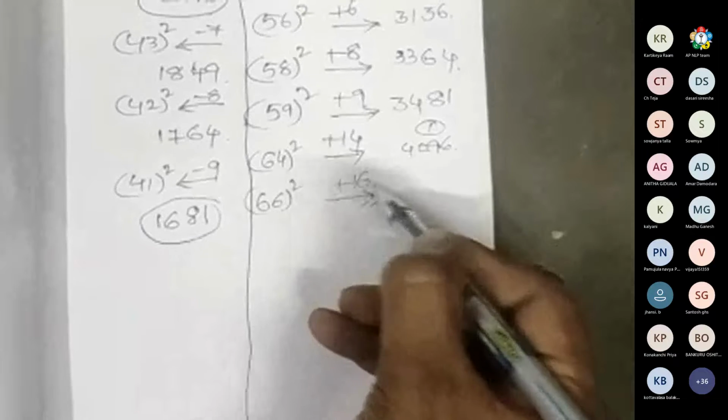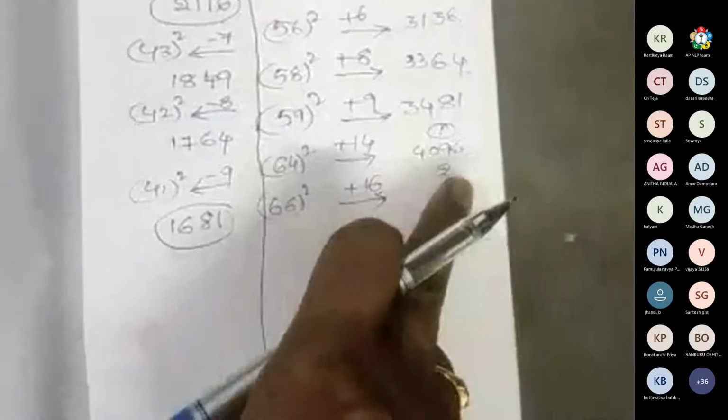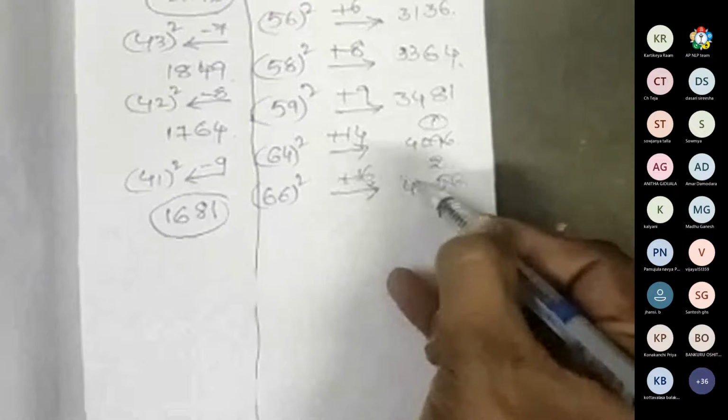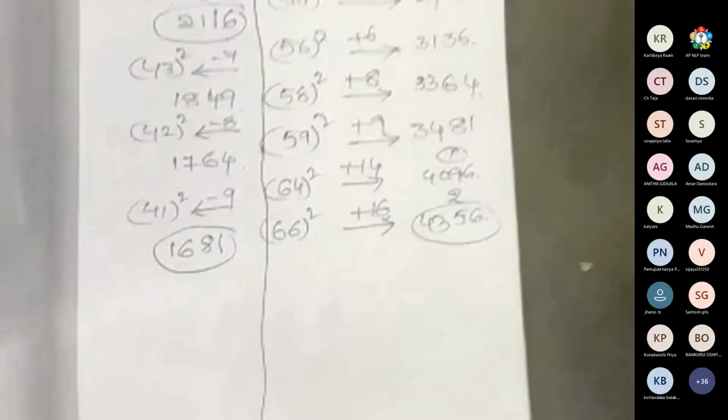For 50, it is 16 more. 16 square is 256. 2 carry and 56 result. 25 plus 16 is 41. 41 plus 2 is 43. Answer 4356. Right?